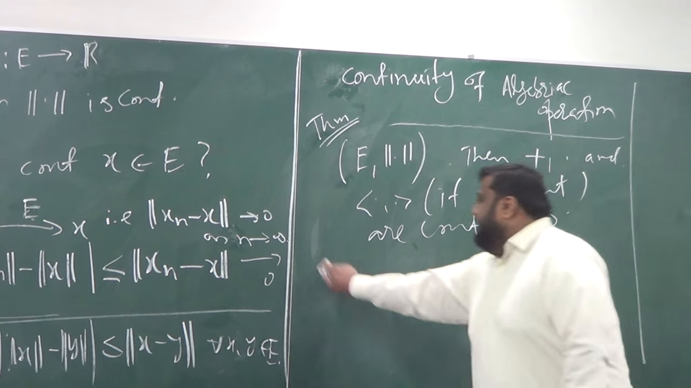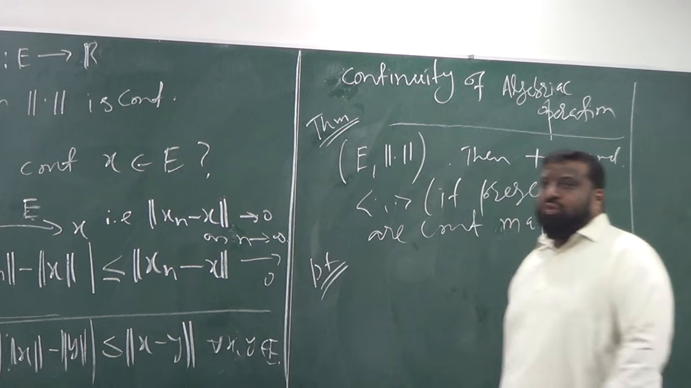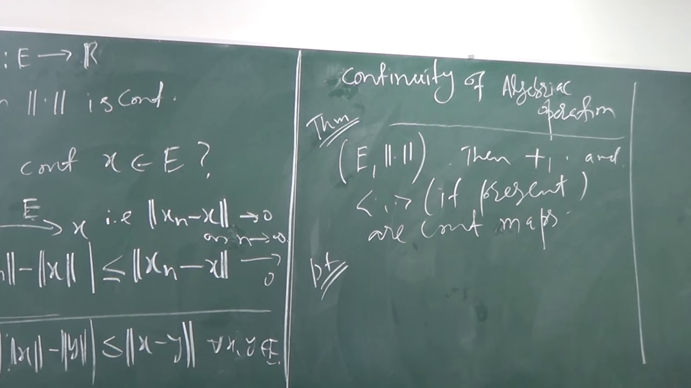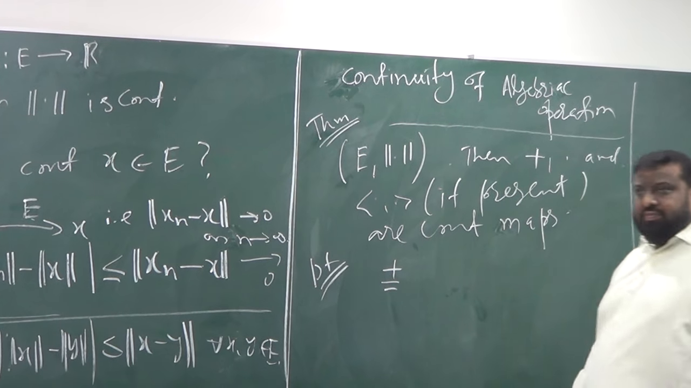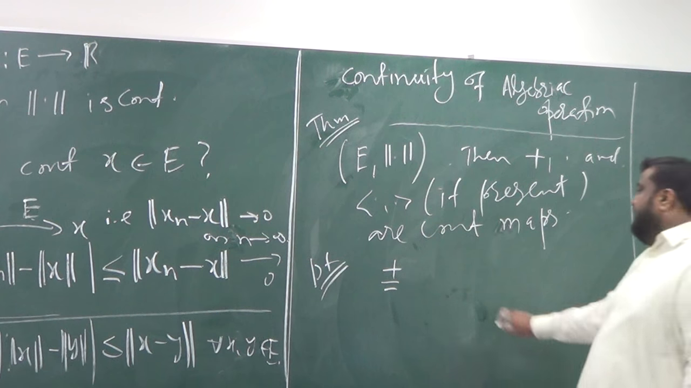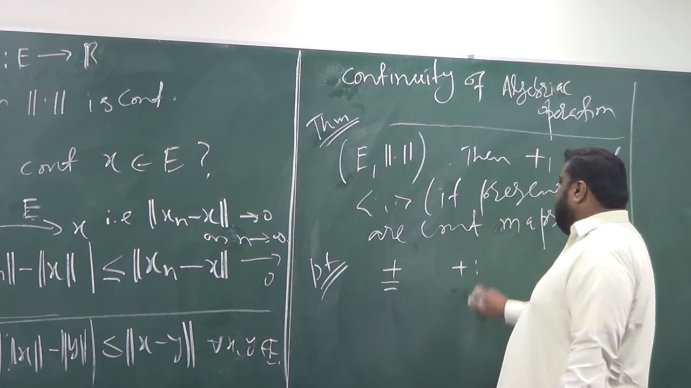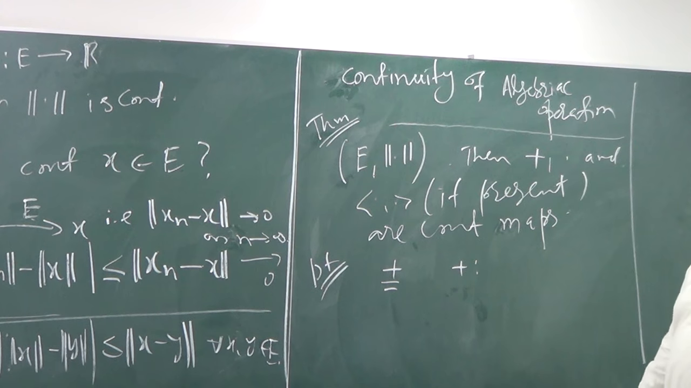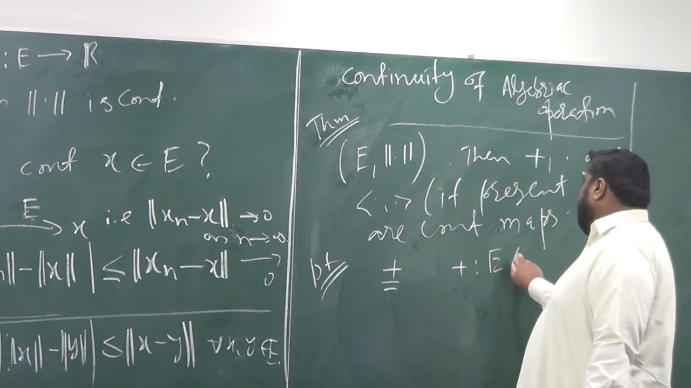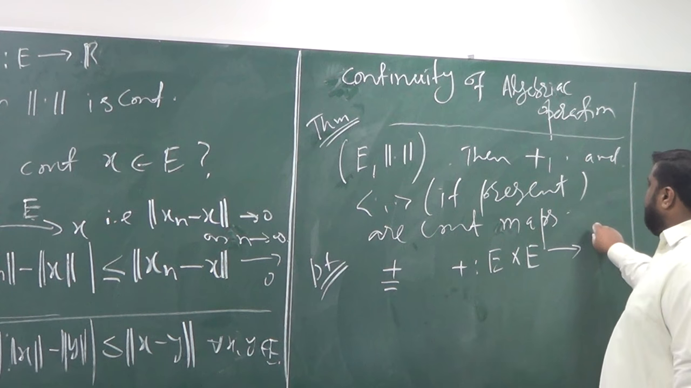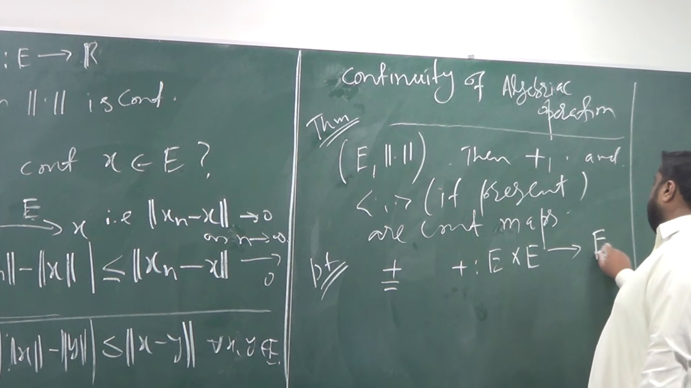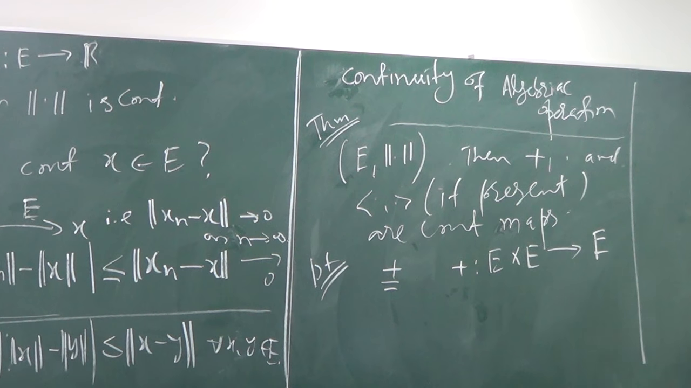Okay, so let's try to prove it. Let's try to make sense first of all. What is the meaning of plus being a continuous map actually? So what's a plus? Plus is a map from E cross E into E. We are assuming it to be binary.